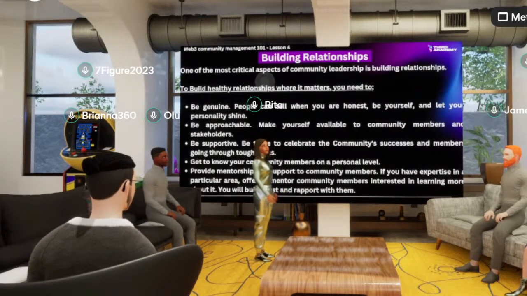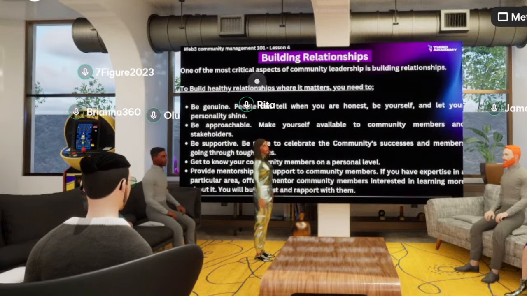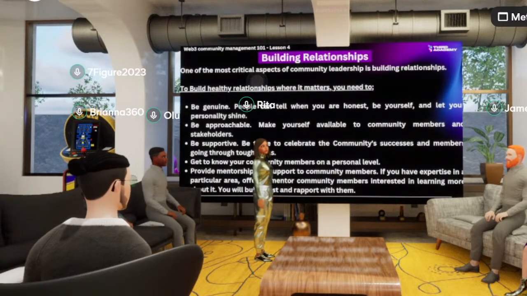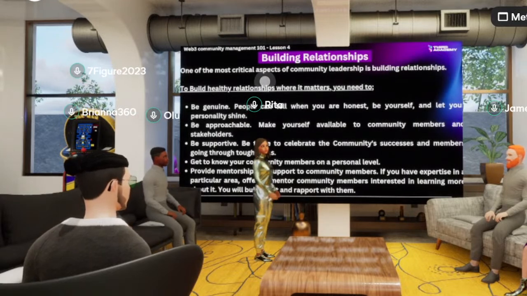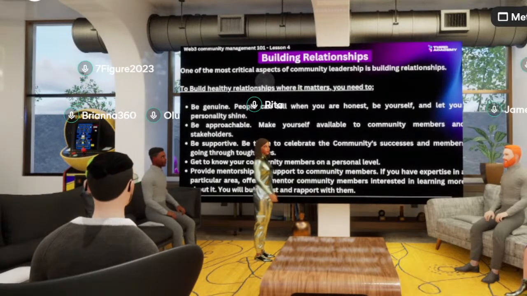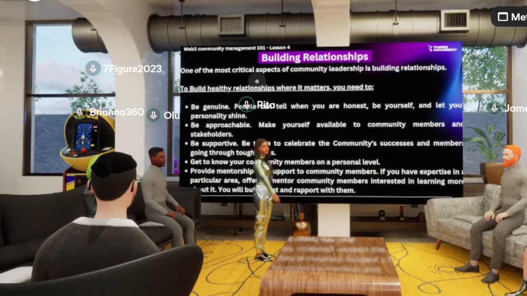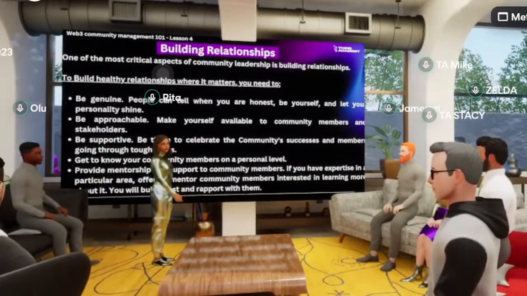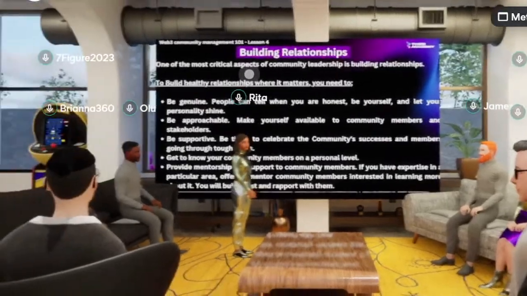Investing in relationship as a community manager is one of the best ways to create an active community. When members have a strong relationship with each other and with the community members, they are more likely to be engaged, to stay retained and trusting. And this can lead to several benefits for the organization.